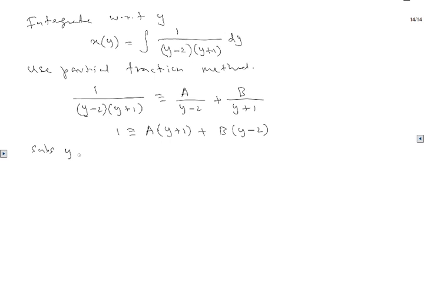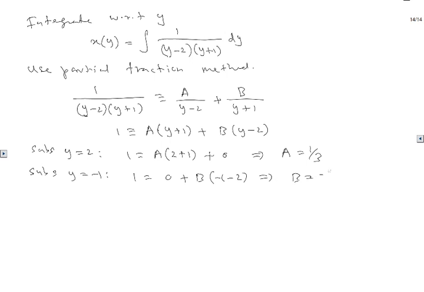To find A, substitute the other one, that means substitute y equals 2. If you plug in y equals 2, you get 1 equals A times (2 plus 1), and the B term is simply 0. Now this gives you A equals 1/3. Now do the same trick with the other one. So when y equals negative 1, once you plug in negative 1, it is 1 equals B times (negative 1 minus 2), and that's the whole point, getting a 0 for the A term. It gives you B equals negative 1/3. So we found two numbers there.